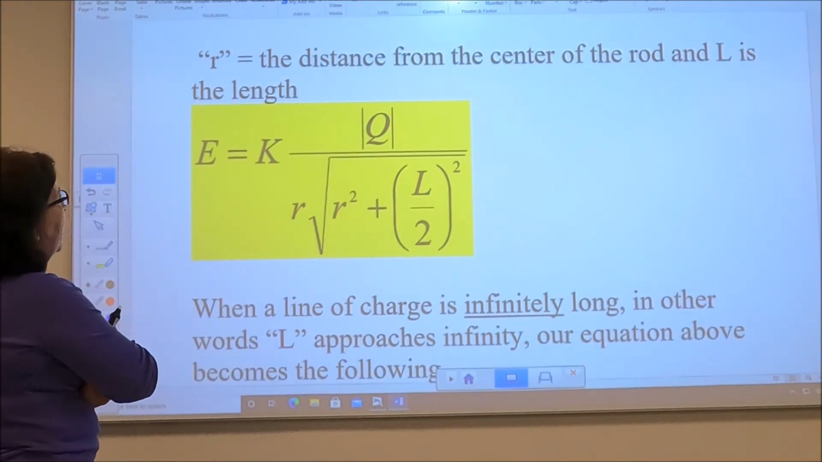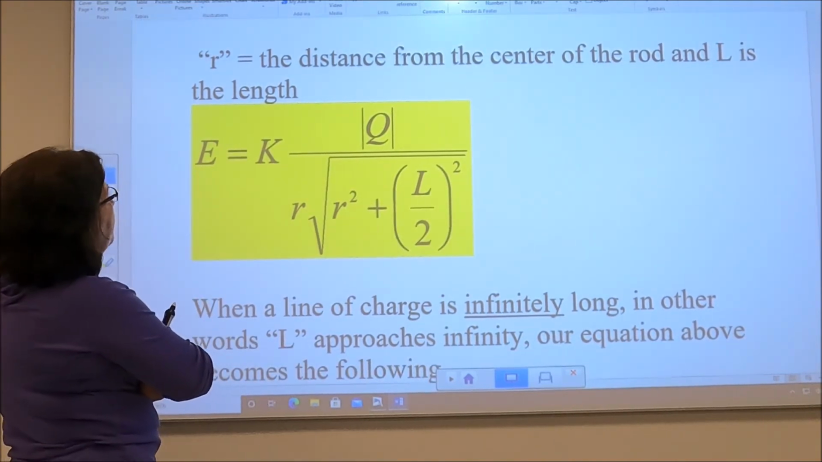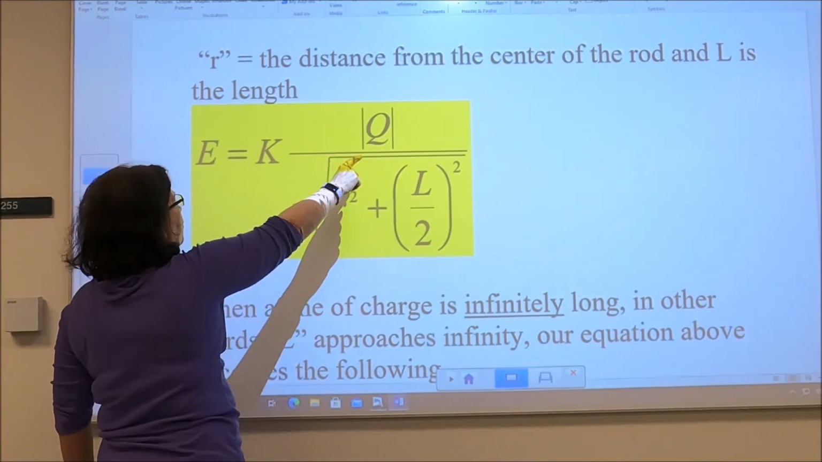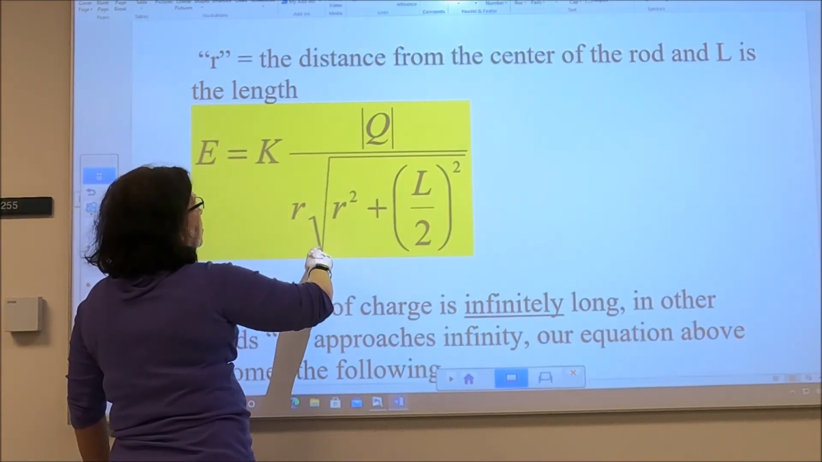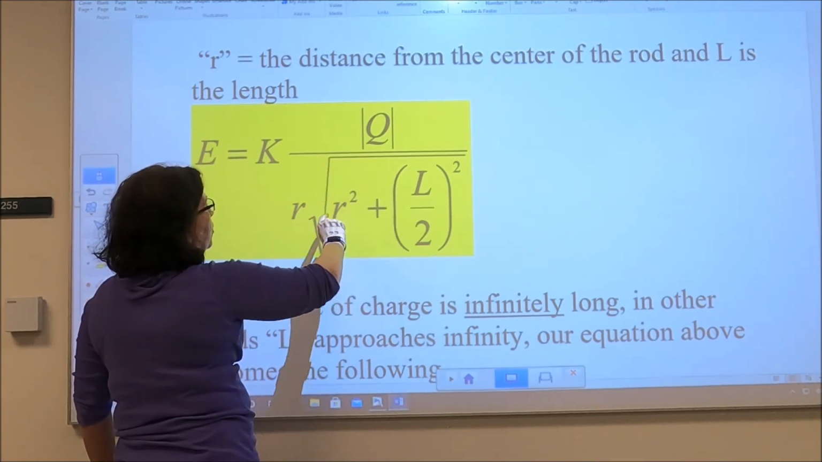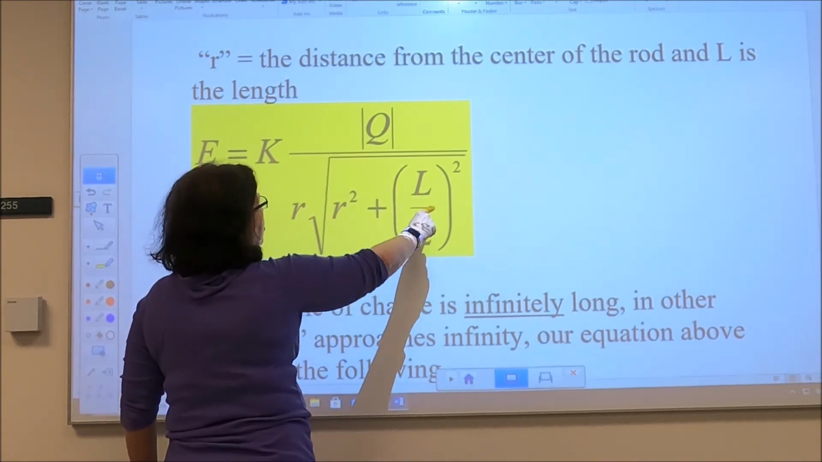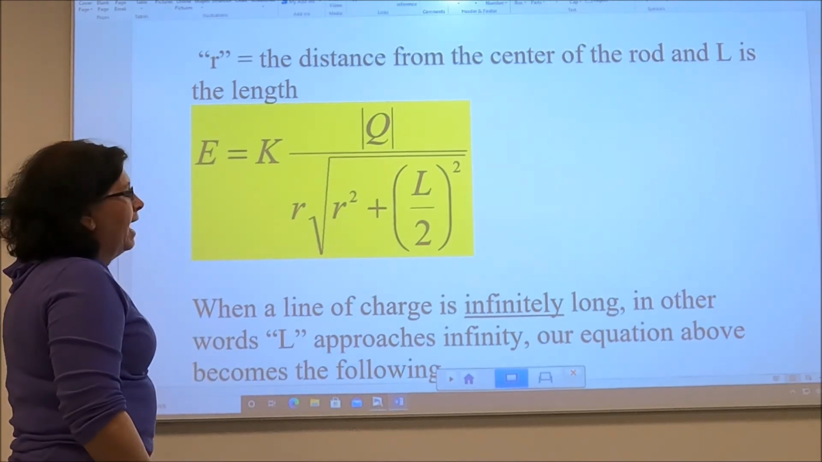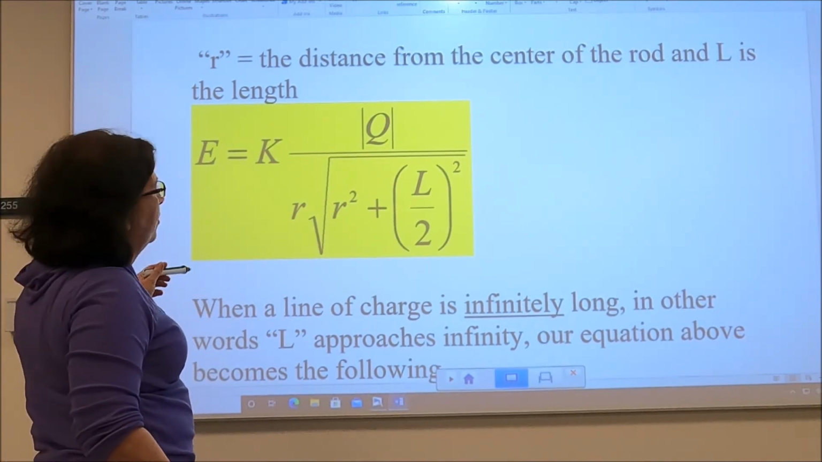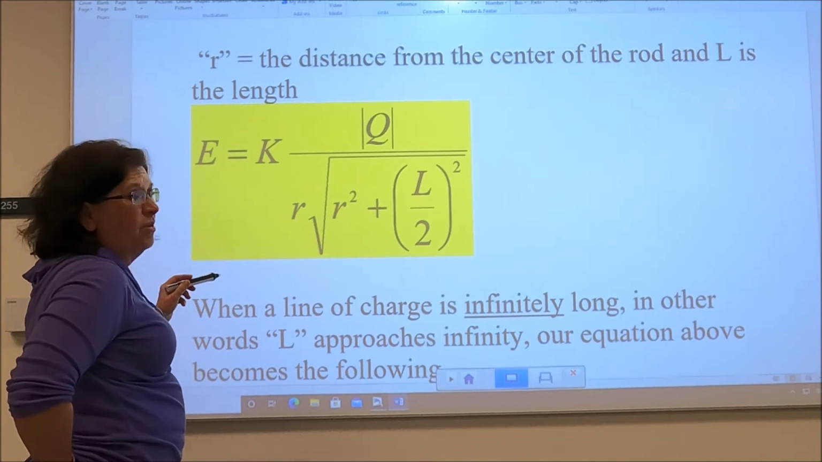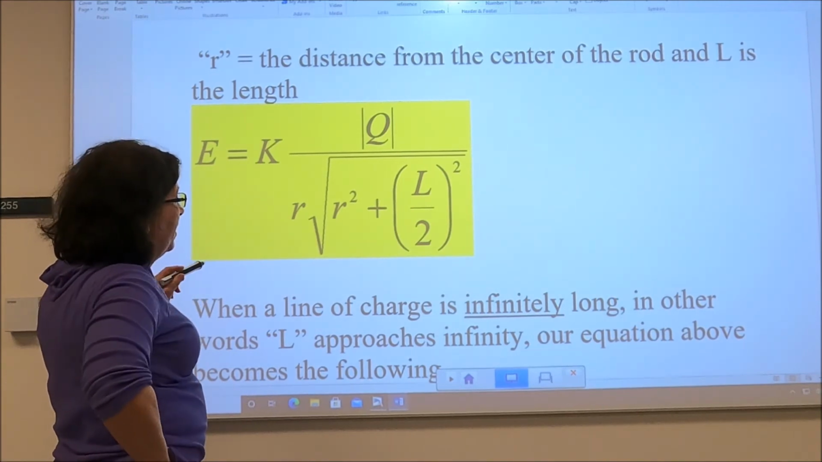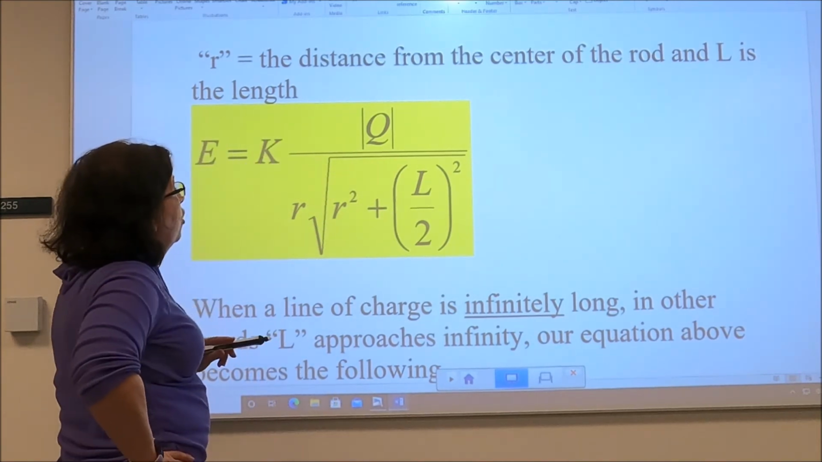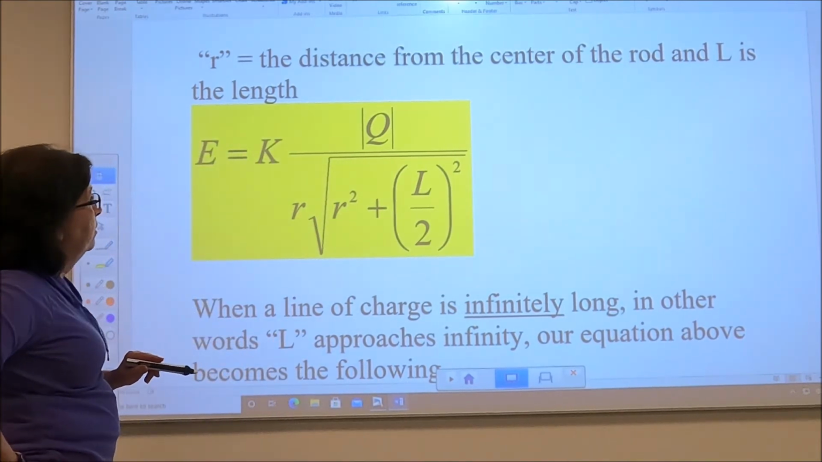For a rod of length L, if we are a distance r from the rod, E is going to equal K, the magnitude of Q, over r times the square root of r squared plus (L over 2) squared. Now I didn't do the derivation of this, but you can find it in the book, so I'm not going to beat you over the head with this. So this is for a rod of length L.